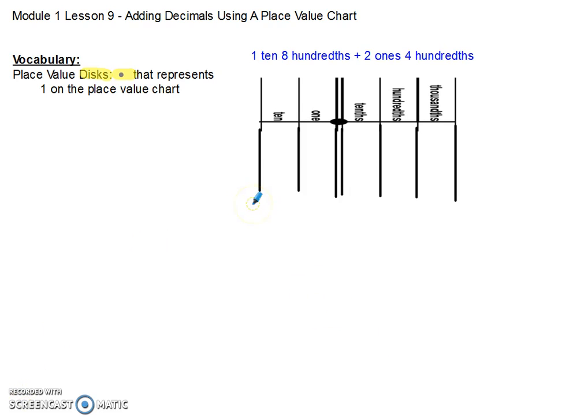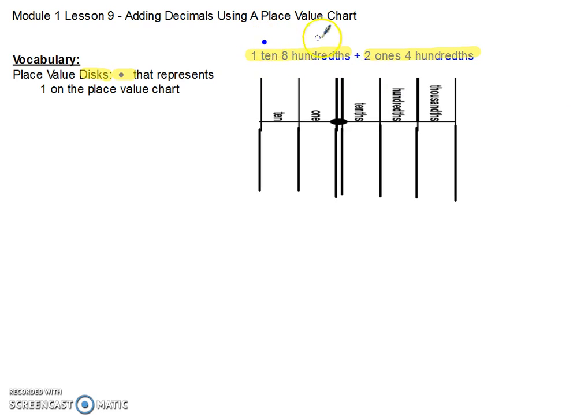So let's start with this problem, 1 tenth and 8 hundredths plus 2 ones and 4 hundredths. Now we are looking at two different numbers here. We separate them on either side of the addition sign. So this 1 tenth and 8 hundredths is one number, and this 2 ones and 4 hundredths is another number. So I'm going to represent each of those on the place value chart.